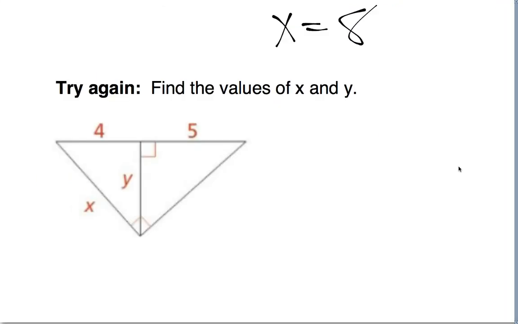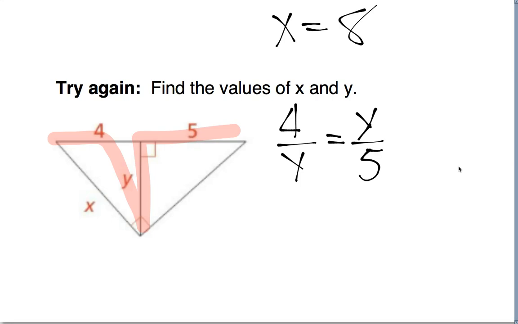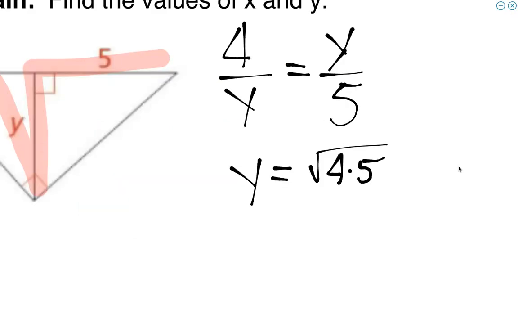All right, this one's a little bit easier to look at because it's not rotated like the other one. So 4 over y, y over 5. 4 over y equals y over 5. So y equals the square root of 20. And to be honest, like I said earlier, going 4 times 5 to 20, there's more benefit to writing it like a times b, because we need to break 20 up already, and 4 is a perfect square.